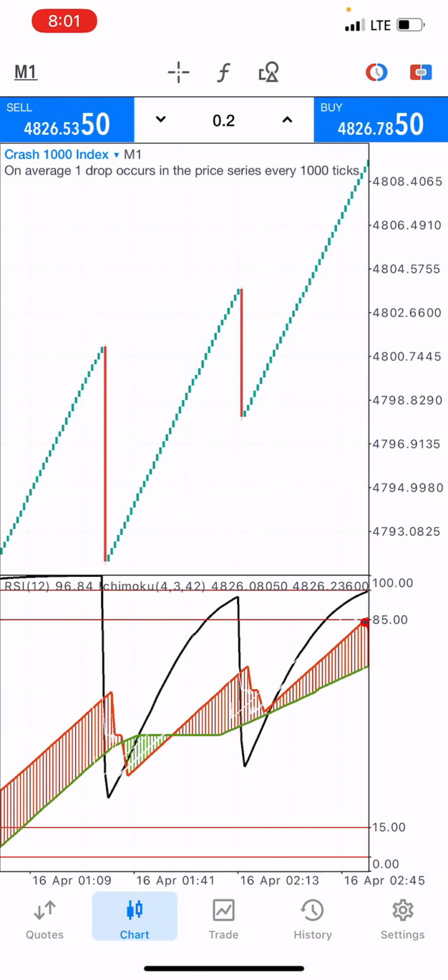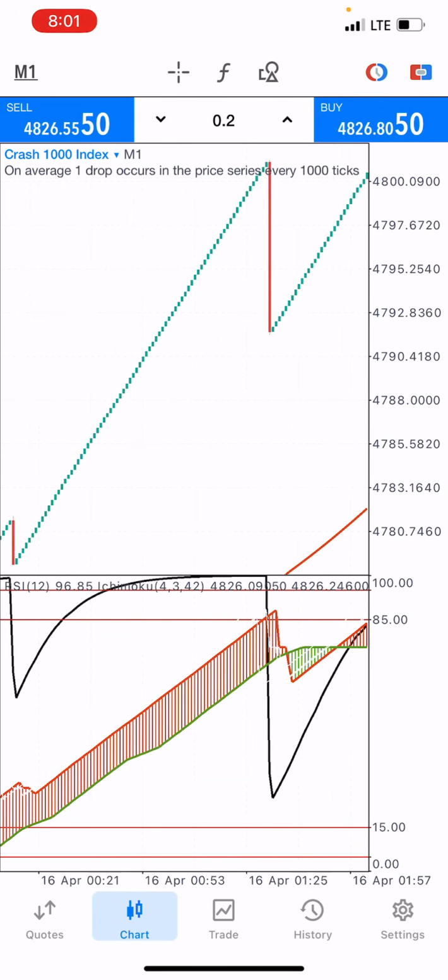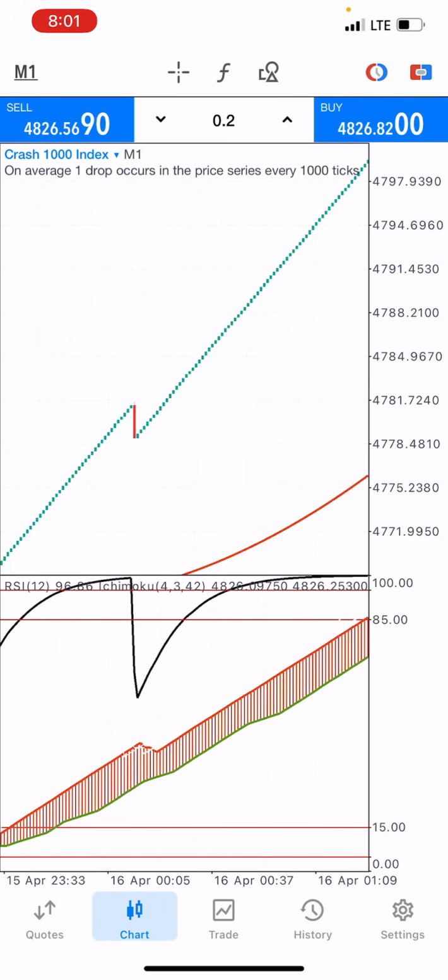All right, the same thing right there. This one wasn't a good one. This was not a good one. This was a trap.